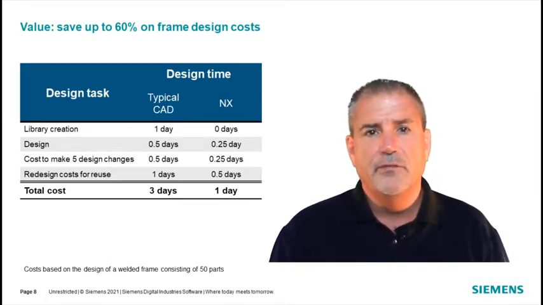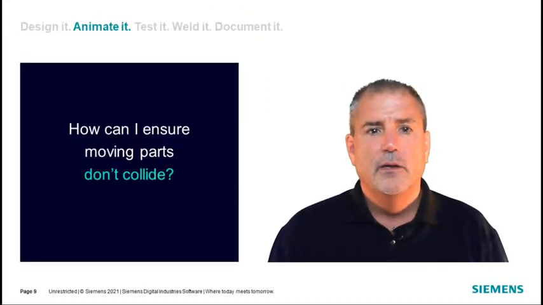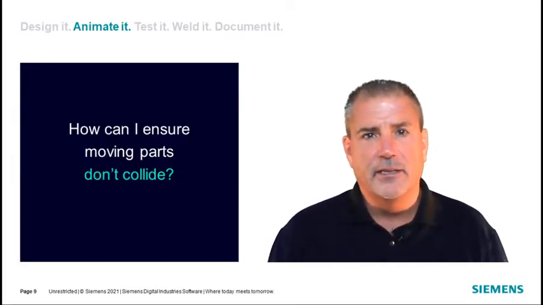I really believe using a system like this, you can save over 60% of your time on a frame design in the cost alone based on time. Step 2. Animate it. How can I ensure that my moving parts do not collide before I build my machine? What are some of the challenges today around animation and finding these collisions? One of the biggest is just the assembly structure that's used to design your parts does not easily convert itself into being able to do motion studies.